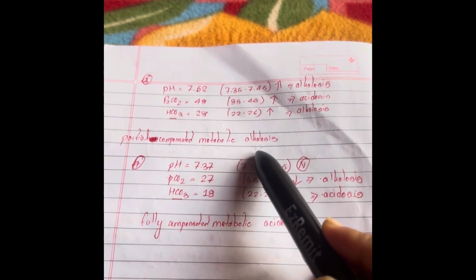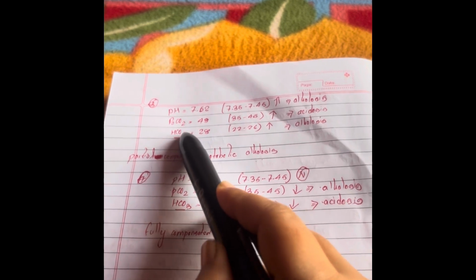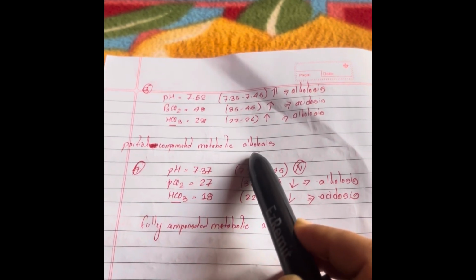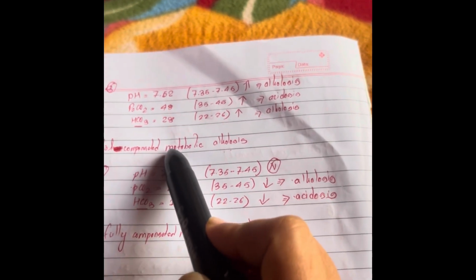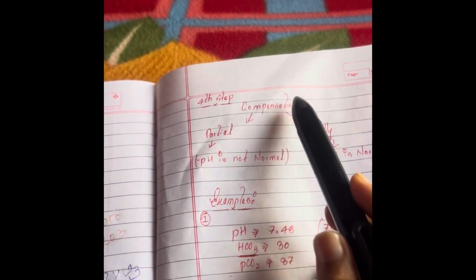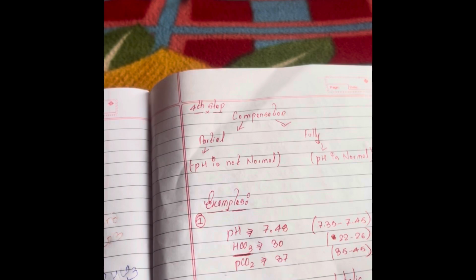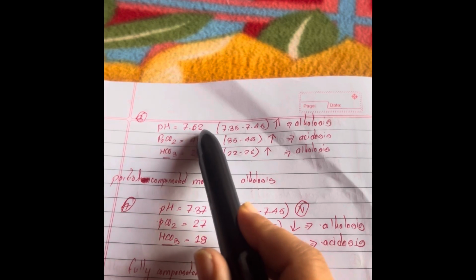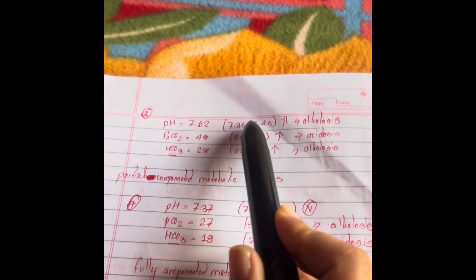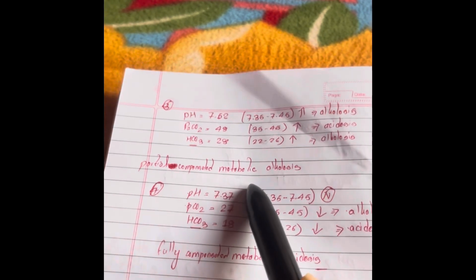Write alkalosis here, and alkalosis denotes bicarbonate, that is the metabolic cause. So write metabolic alkalosis. And whether it is partially compensated or fully compensated, I have already mentioned earlier that in partial compensation the pH is not normal, and in full compensation the pH is normal. So here, is the pH normal? No, it is 7.52, above the normal range. So here we write partially compensated metabolic alkalosis.